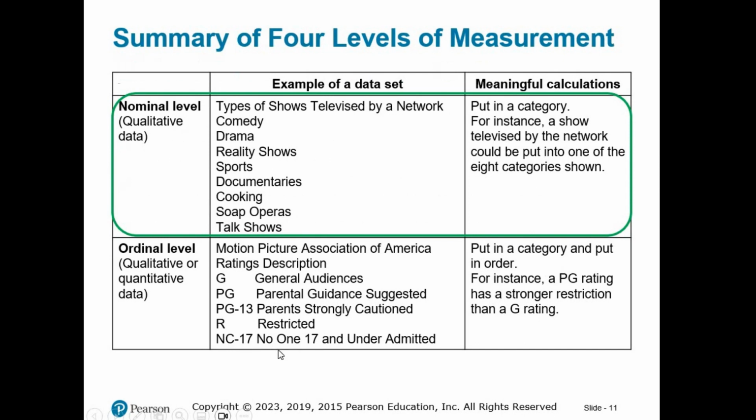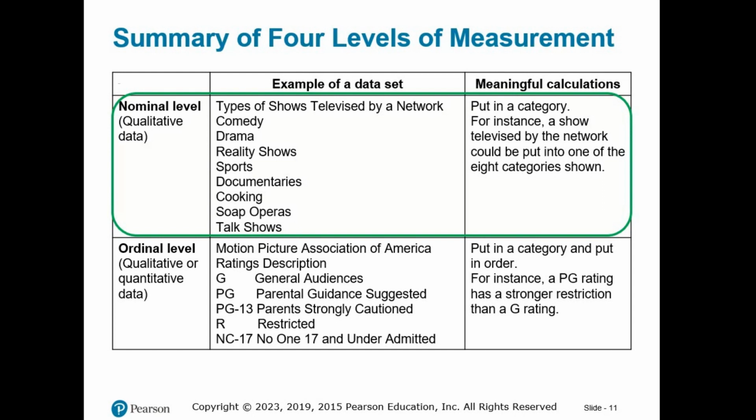Look at the data set in the first row at the nominal level of measurement. We have types of shows televised by a network. It lists types like comedy, drama, sports, etc. If you think about the qualifications of each level of measurement, the first thing you should look at is that these are categorical data, qualitative data.